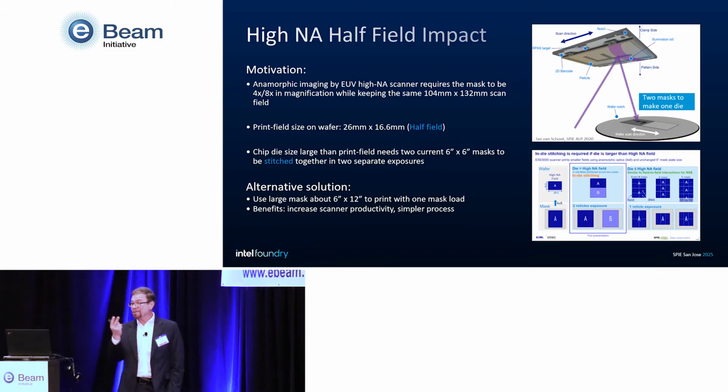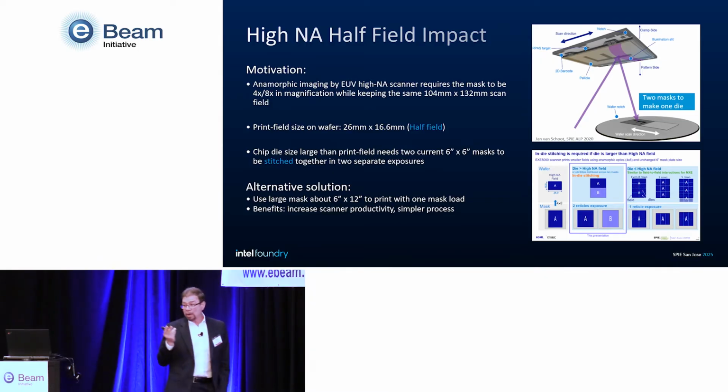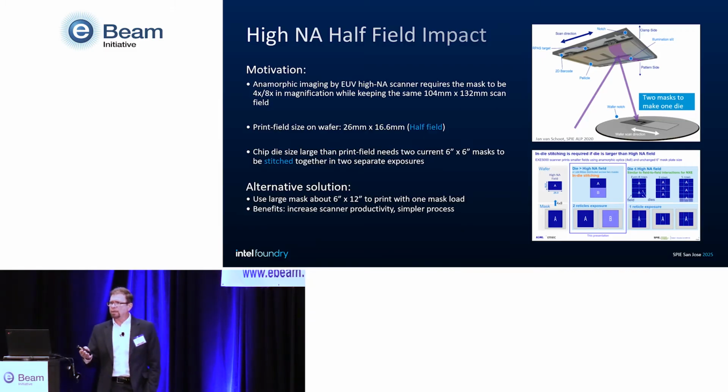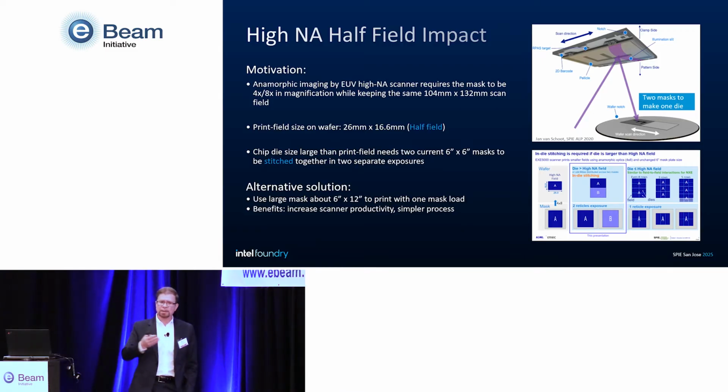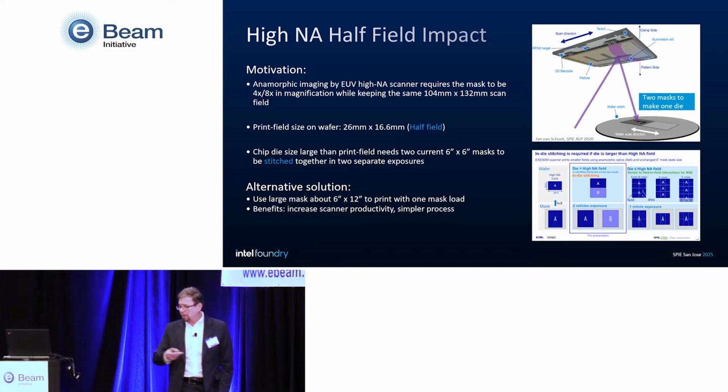So cutting the field in half causes you two issues. Number one, you lose the throughput. And number two, you have a stitching problem. If you have a large field, that requires a large die or a large chip. That requires 2 masks. And I don't remember who said this today, but somebody said, if you do multiple patterning with 0.33 NA, then you have more masks, because with high NA, you don't need to do double patterning. You don't need as many masks. But today you do, because you have to make an A and a B. And you expose one half, and then you expose the other half.